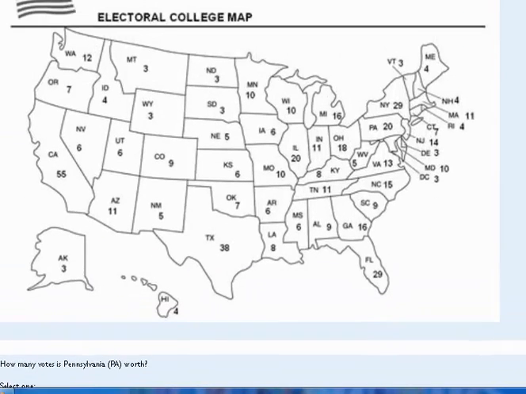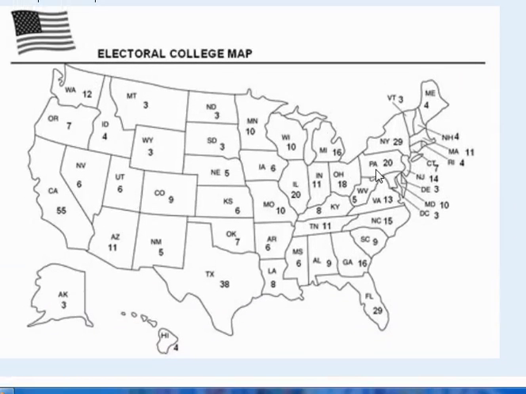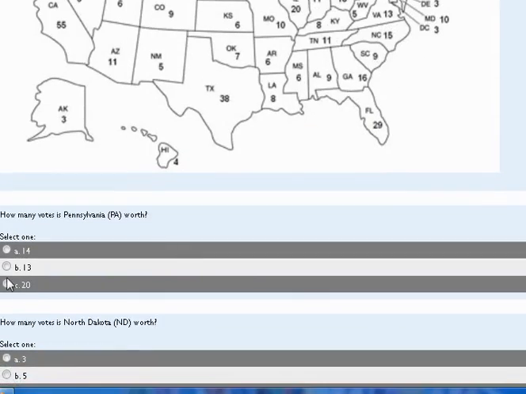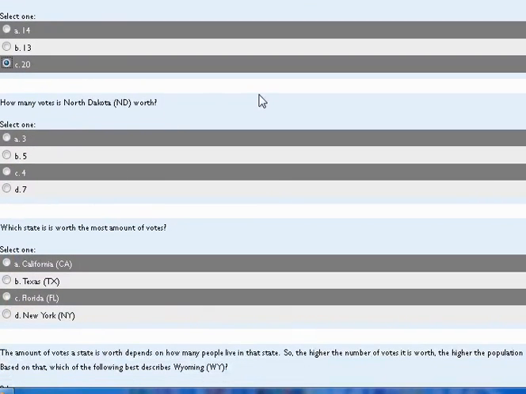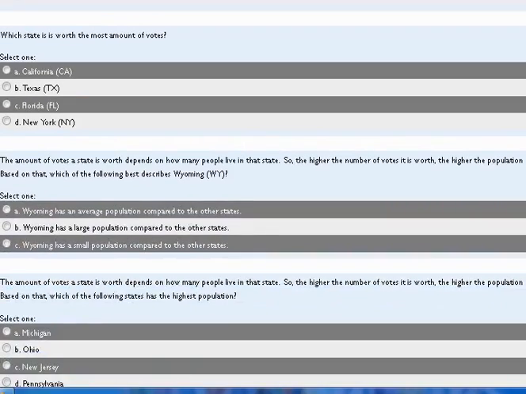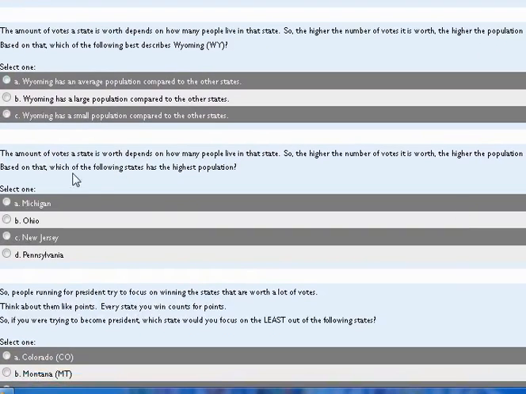Scroll up. Find Pennsylvania. There it is. PA, 20. Scroll down. Answer would be 20. Some will be easy like that. How many votes is North Dakota worth? Go find North Dakota, see how many votes it's worth. Some of them are going to be a little bit different. You have to think just a little bit more.